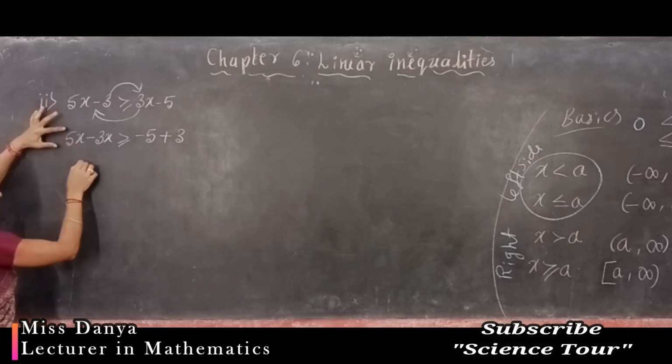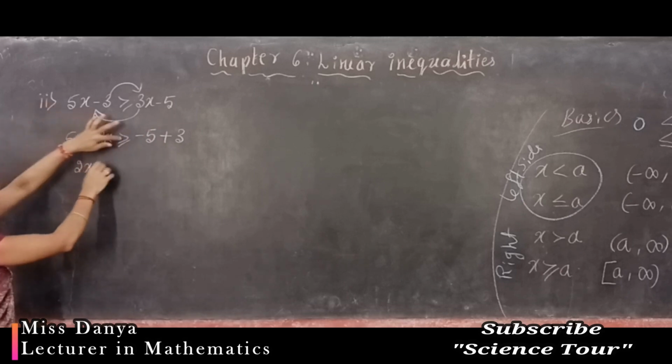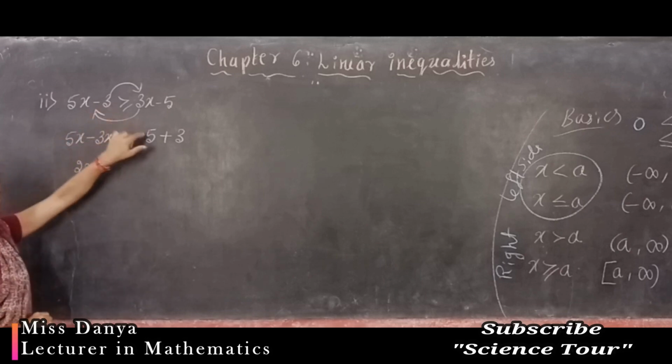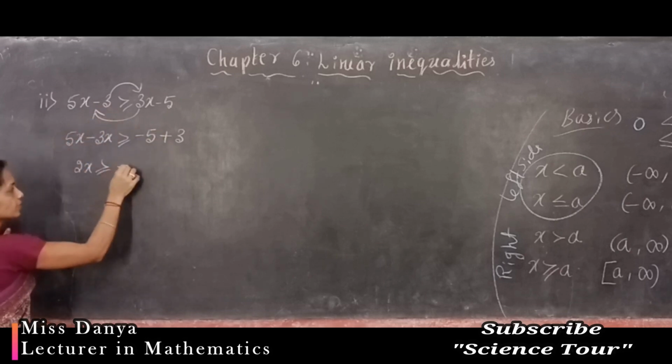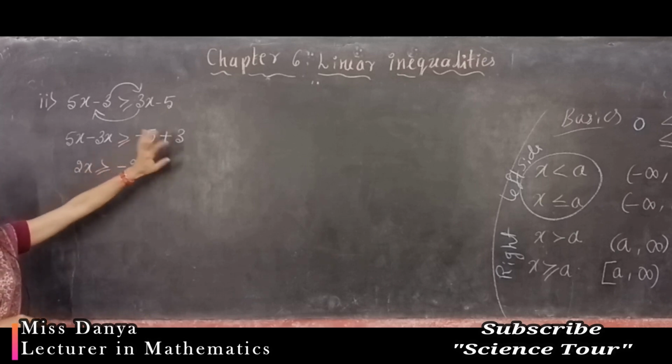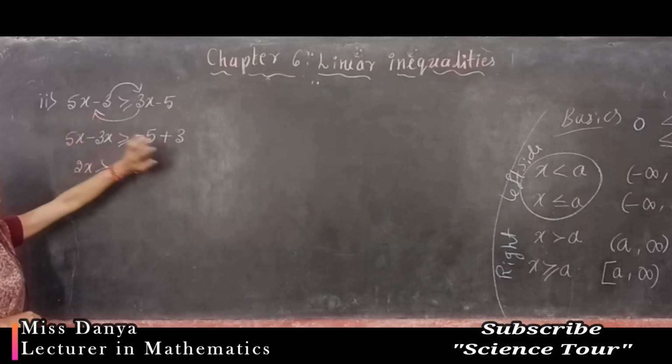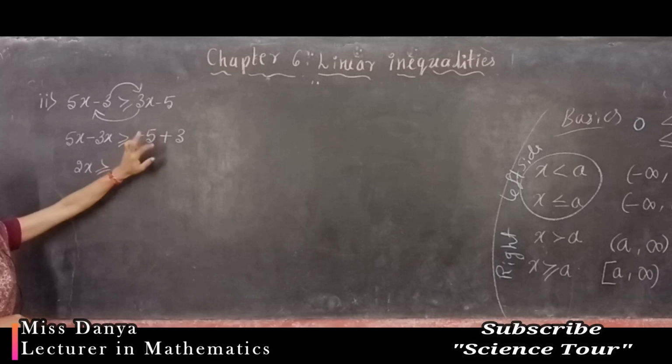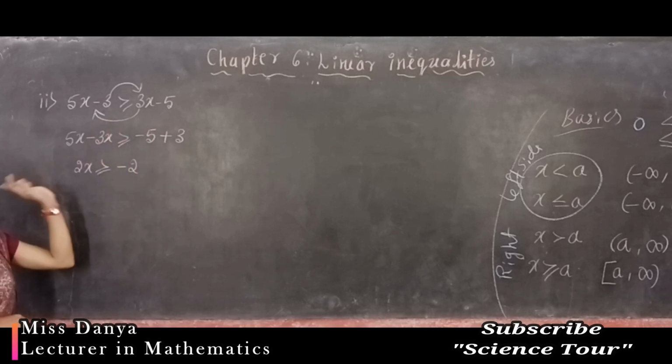5x minus 3x, that is 2x, greater than or equal to, minus 5 plus 3. Minus 5 plus 3 is minus 2. Okay, 5 minus 3: if you have different signs, you have to subtract the smaller from the bigger one. 5 minus 3, that is 2, and the sign of the bigger one, that is minus, that you have to give.